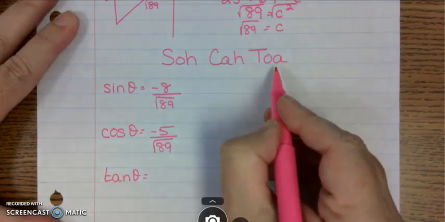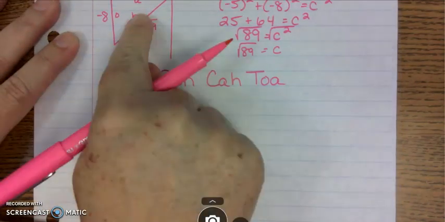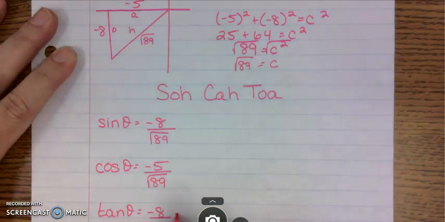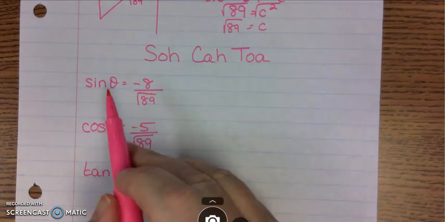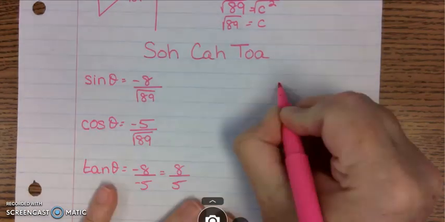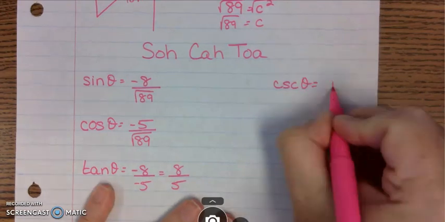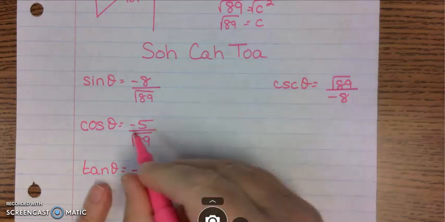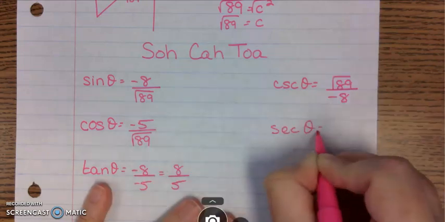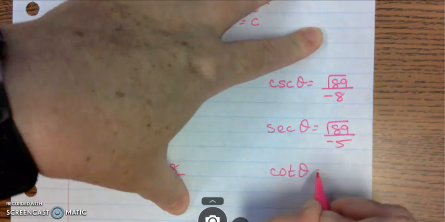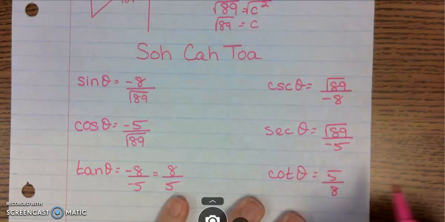Tangent is opposite over adjacent. So opposite over adjacent, which is -5. I can clean that one up because it's two negatives. Okay. Here we go. Reciprocal of sine is cosecant. Flip. So square root of 89 over -8. Reciprocal of cosine is secant. And that's the square root of 89 over -5. And then cotangent is just 5 over 8.